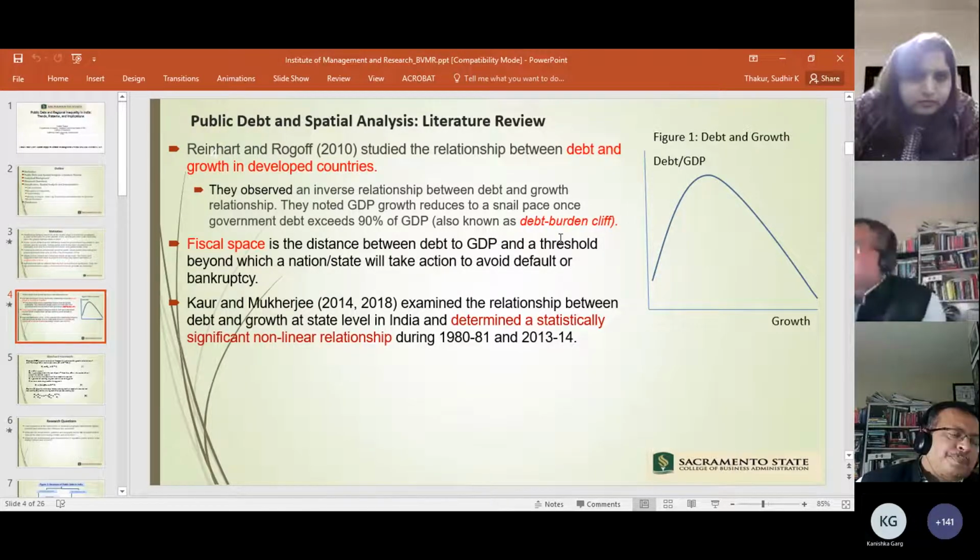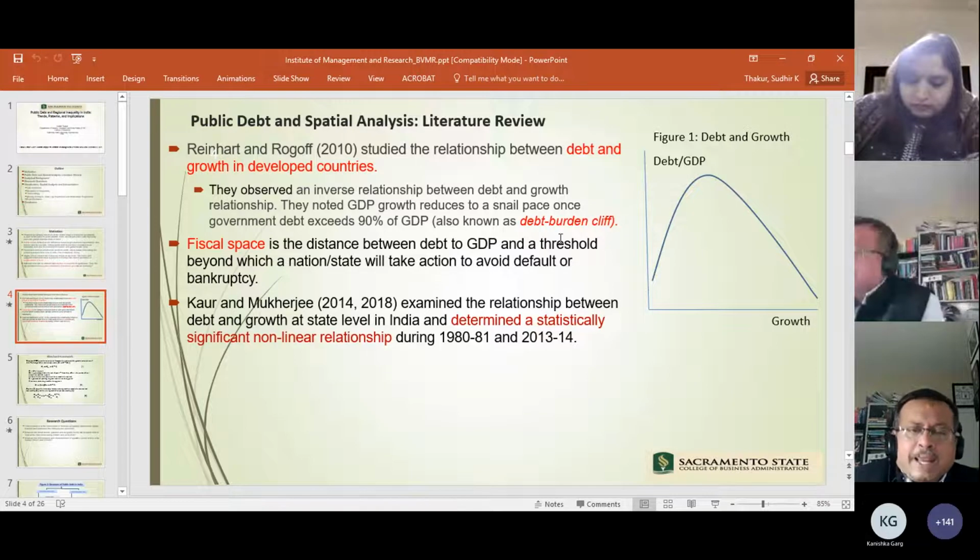So in that connection, there is a very important concept that has emerged. It's called the fiscal space, and I'm sure you've heard of this term as well. A fiscal space is defined as the distance between the debt to GDP and an artificial threshold. If the country or the state takes out debt beyond that level, then some action would have to be taken. Otherwise, there's going to be a default or bankruptcy. The fiscal space varies between countries, and between states within countries. Karnataka might have a different level of fiscal space compared to Uttar Pradesh or Madhya Pradesh or Bihar.